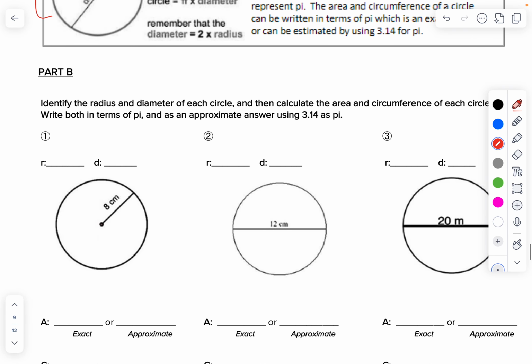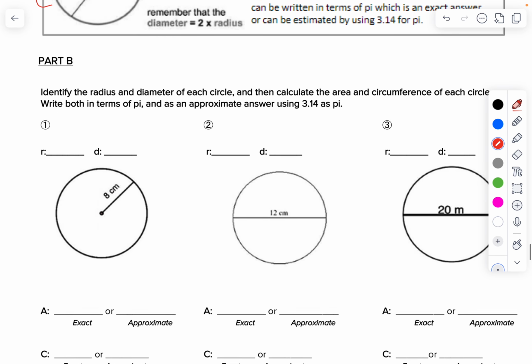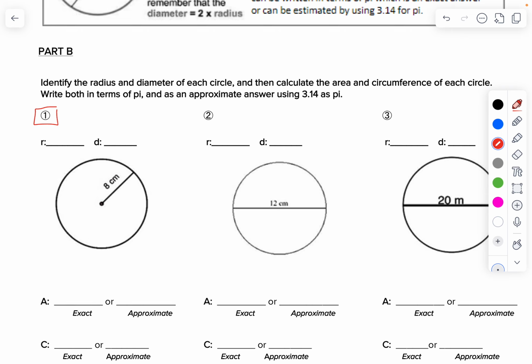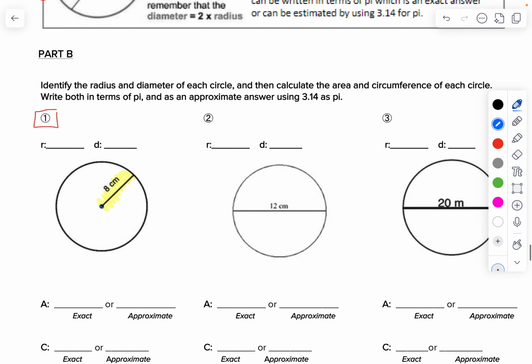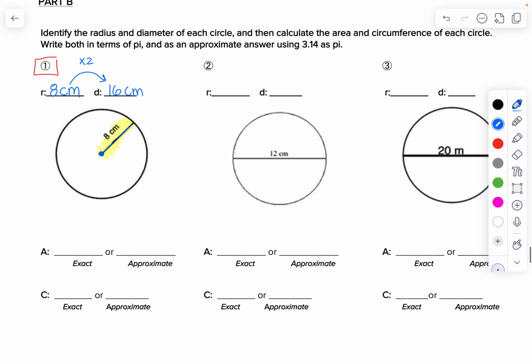So now let's do it. On this one, first identify the radius or diameter, and then find the other one. So in this case, they're giving us the measure, 8 centimeters. By definition, this is the radius because it only goes from the center to one side of my circle. So the radius is 8 centimeters. To get diameter, I need to multiply the radius times 2, which is going to be 16 centimeters. This is what we talked about yesterday.